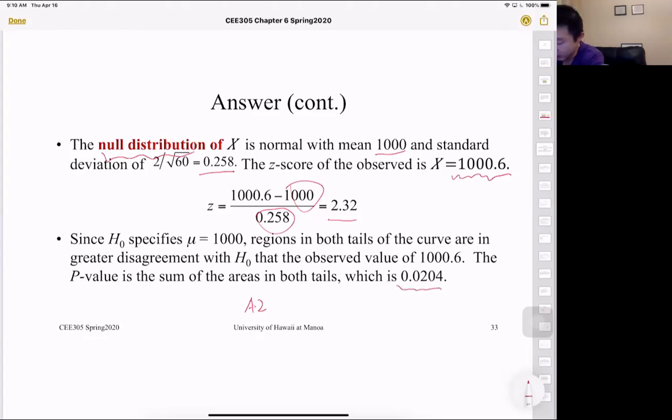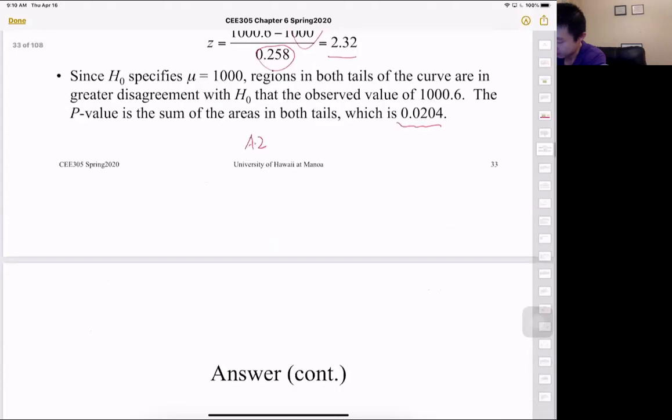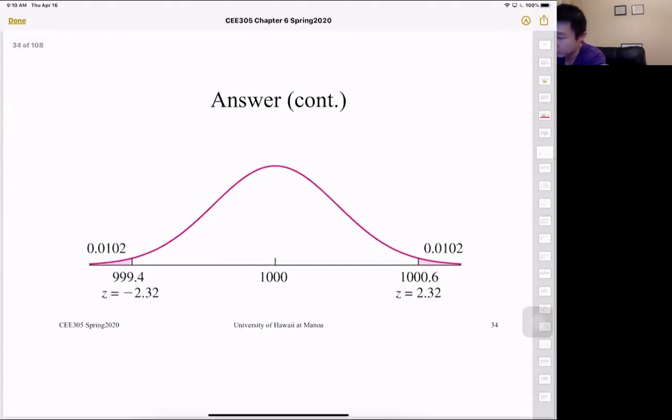Because H0 specifies mu equal to 1,000, we need to use the regions on both tails of the curve, which is here. There are some other cases where H0 specifies the mean value larger or smaller than a certain value. In that case, we only use the one-sided tail. We're going to discuss that in a moment.